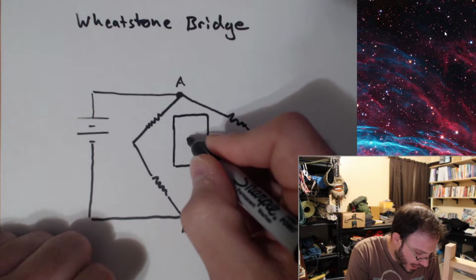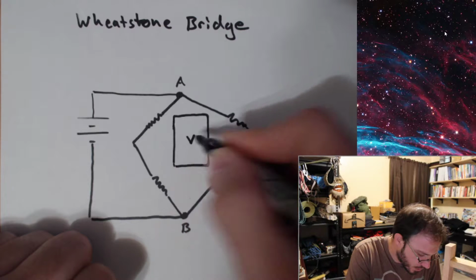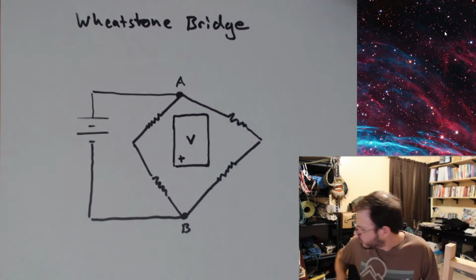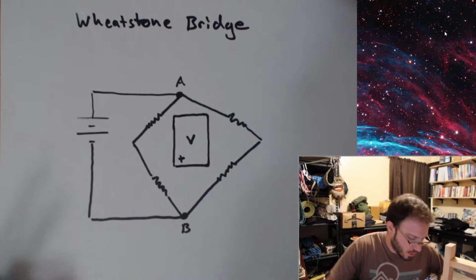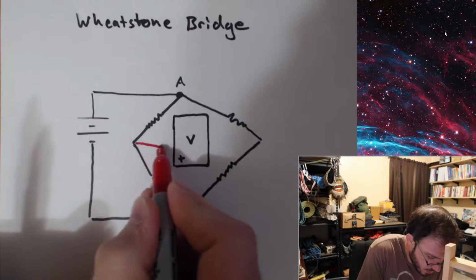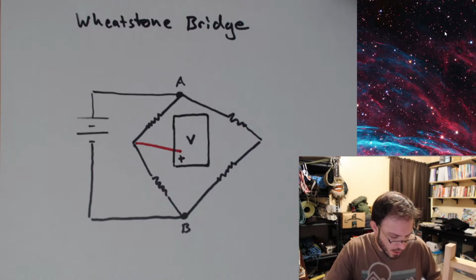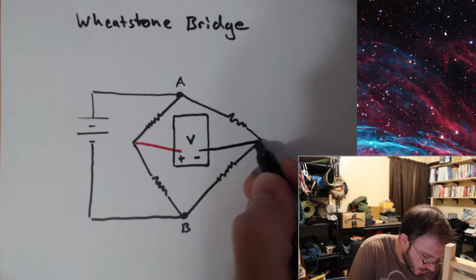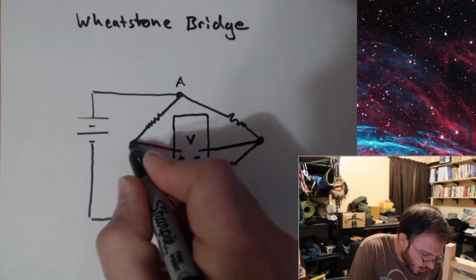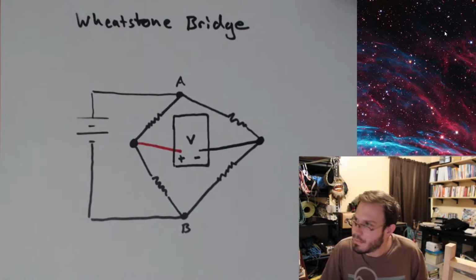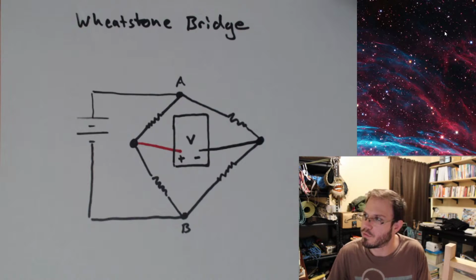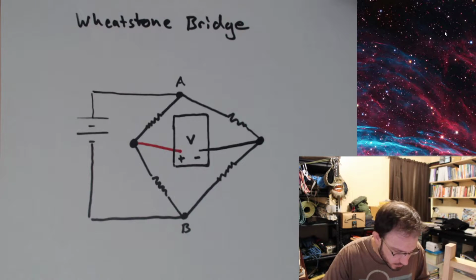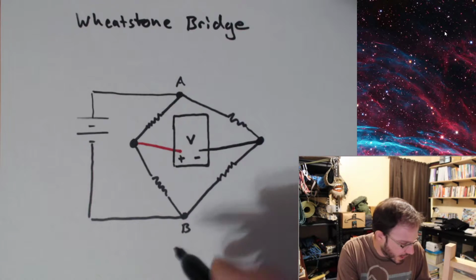So I'm going to set this to V. We're going to take the positive side. Let me draw this in with the red. Going there, and we're going to take the minus side. And so our multimeter is the one responsible for creating the bridge between these two parallel branches. Okay, and I've denoted an A and a B.